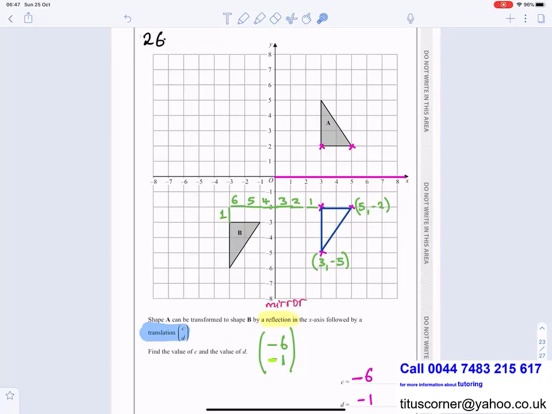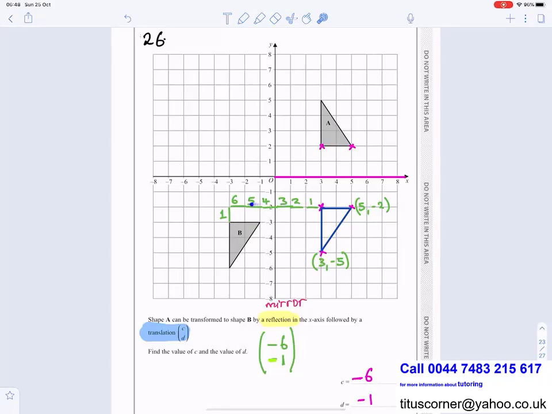So it goes reflection, and then after the reflection, followed by a translation. Translation means you move it to the left, to the right, up or down. The translation says find out how much you've moved it by. We're moving it to the left. So 1, 2, 3, 4, 5, 6. Can you see the green line? You move it 6 to the left and 1 place down.